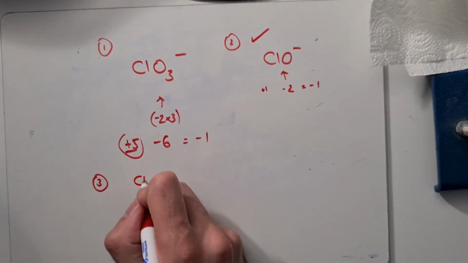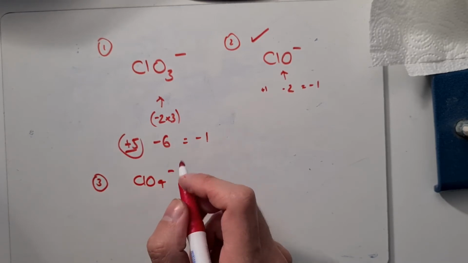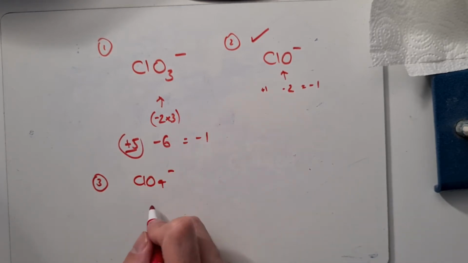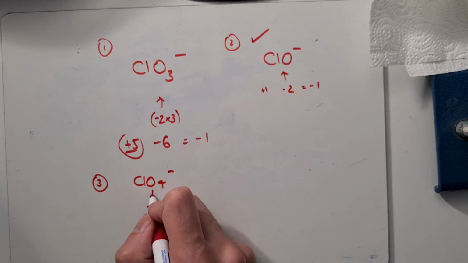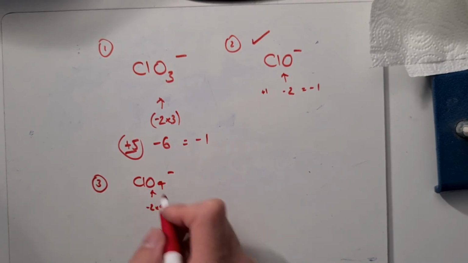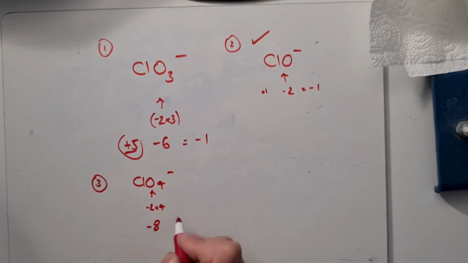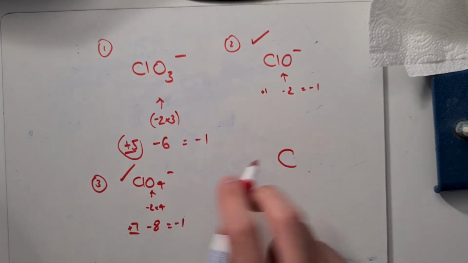3, ClO4- has a chlorine in a +7 oxidation state. So we've got -2 for the oxygen, times by 4 is -8. Got to overall equal -1, so it must be +7. So that's true. So 2 and 3 are true, and the answer will be C.